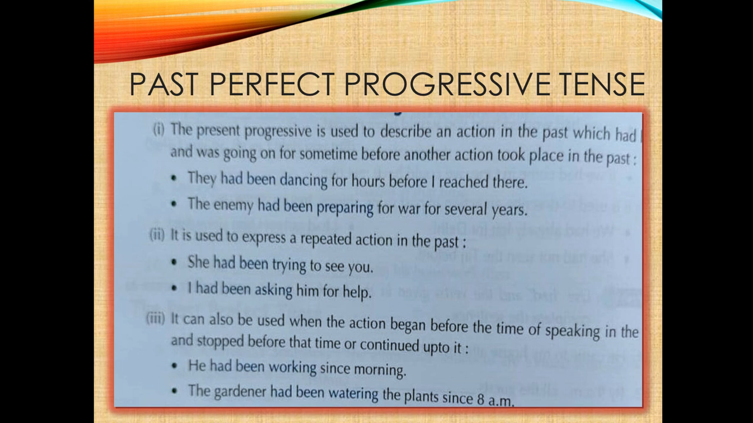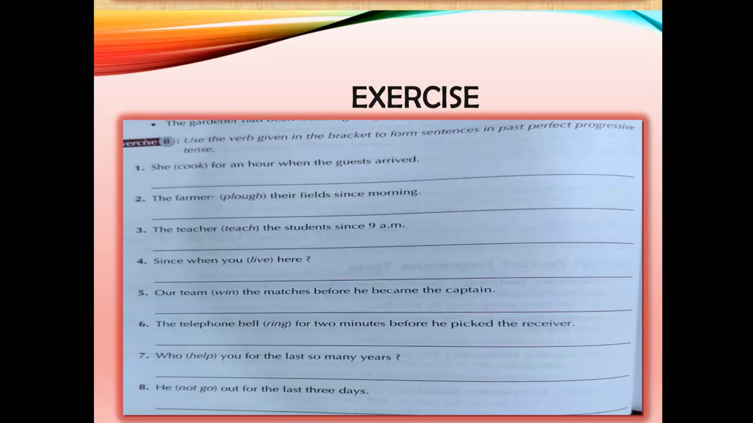He had been working since morning. The gardener had been watering the plants since 8 a.m. So children, these are some of the uses of past perfect progressive tense. Right? Now let's see an exercise related to it.